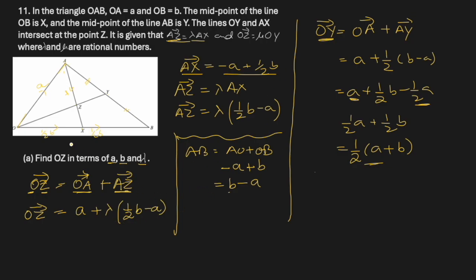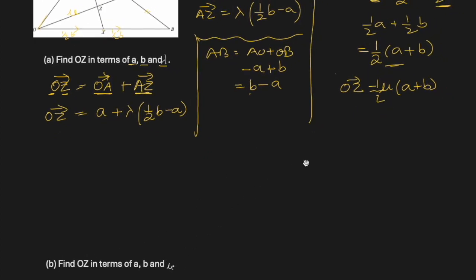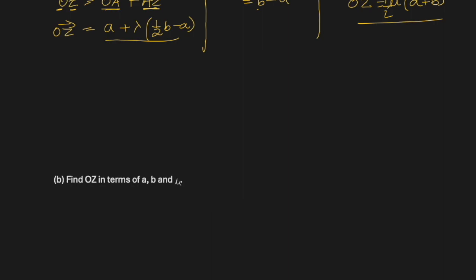And our OZ, that's what they're asking, right? OZ is mu times OY, mu fraction of OY. So OZ is mu times, let's write half here, (A plus B). I just multiplied this by mu and I got OZ, and that was the B part. Find OZ in terms of A, B and mu, done that. So we got OZ here, this and this both, and now I'm sure they're asking to find lambda and mu.